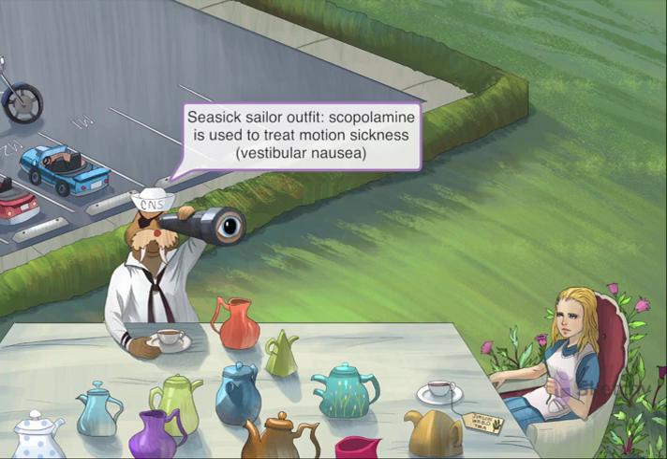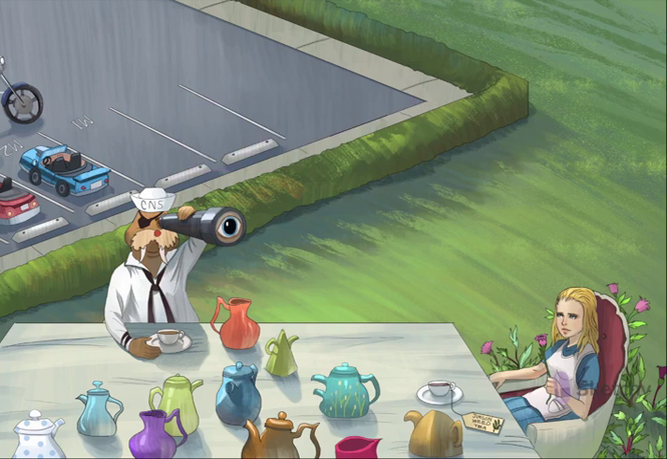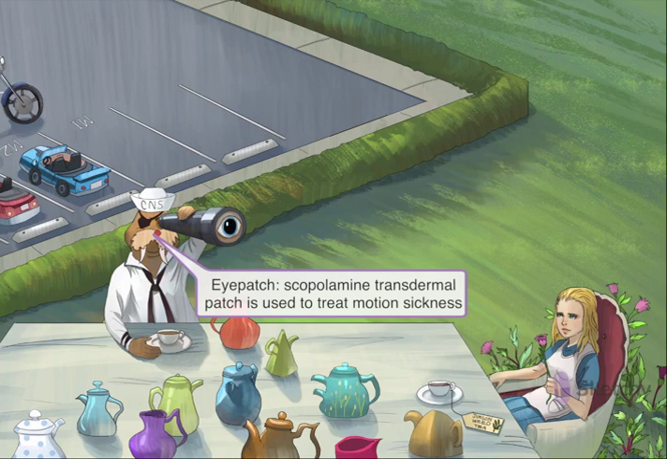And at Sketchy Pharm, we'll include a sailor outfit like this one whenever we want to evoke an image of motion sickness or seasickness. Scopolamine is one of the oldest and most effective remedies for seasickness, and it can be administered by injection, orally, or commonly as a transdermal patch. So just think of this scopolamine eye patch.